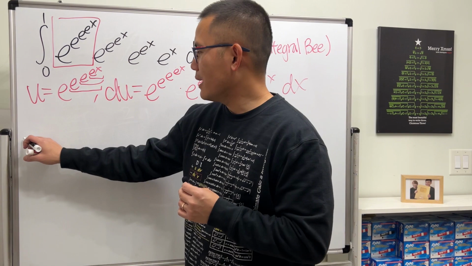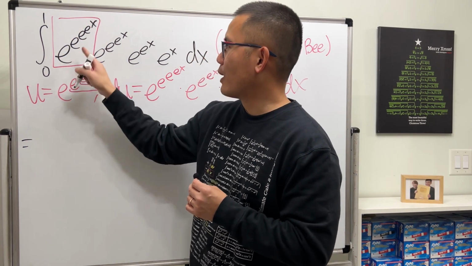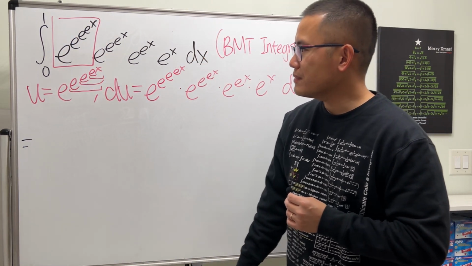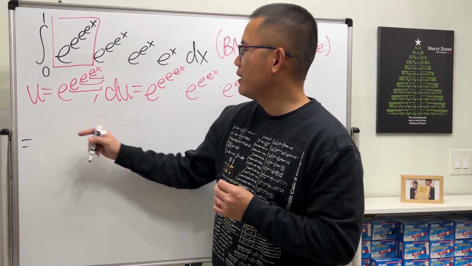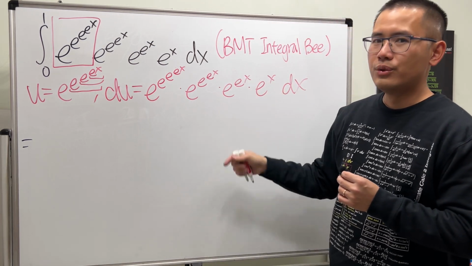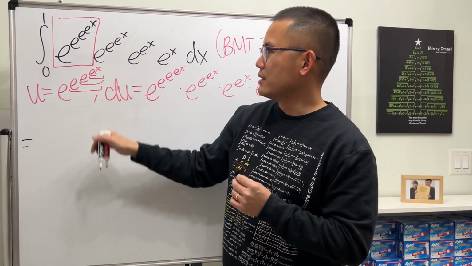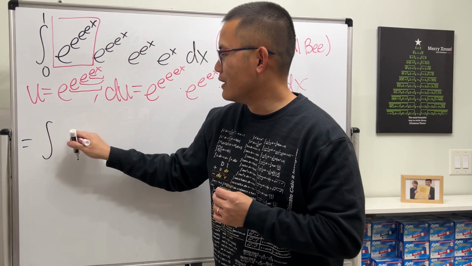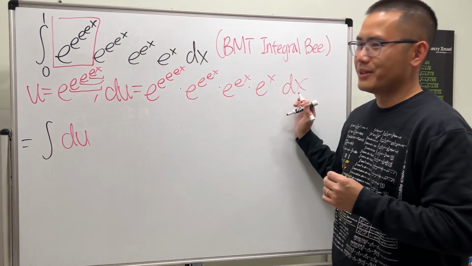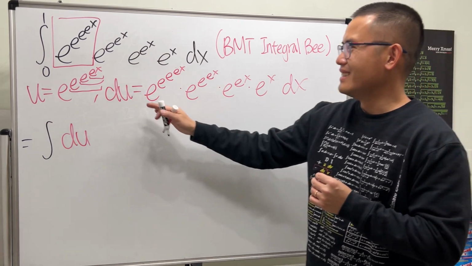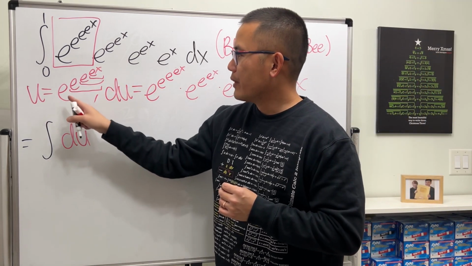Look, depends on how you want to do it. You can set u to be this part or the whole thing. Doesn't matter at all. Since I set u to be the whole thing, all this thing is just the du, I don't need to put down u for this thing. I can just say it's the integral of du. Do you agree? Yeah, right? Good, huh?